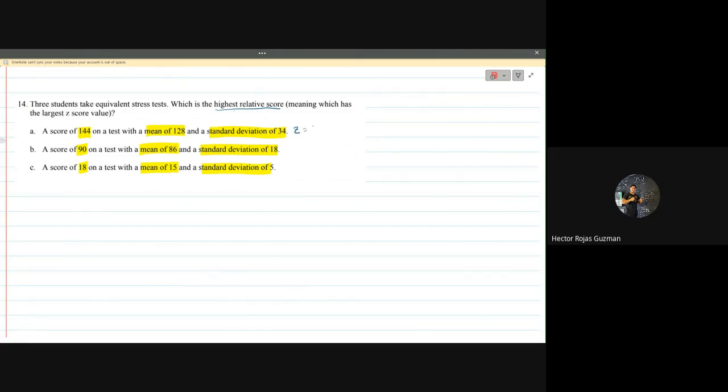The z-score is the value minus the mean divided by the standard deviation. 144 minus 128 divided by 34. That is going to be 16 divided by 34. And let's go ahead and figure out what decimal that is. That is approximately 0.47. That is your z-score. Now for the next student, I'm going to skip the formula because it's right there already. We have 90 minus 86 divided by 18. That's 4 divided by 18, which is 0.22.